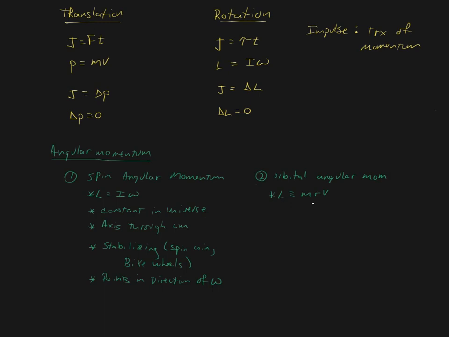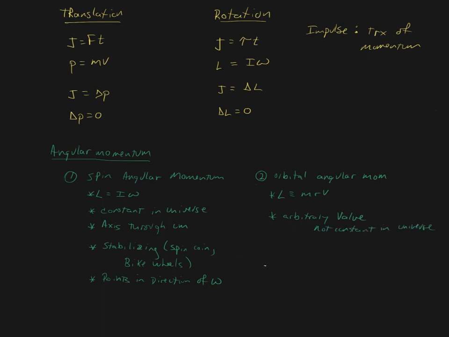One of the key features for orbital angular momentum is that it is an arbitrary value. Again, we're going to look at this in more detail later. So basically, it's not constant in the universe.